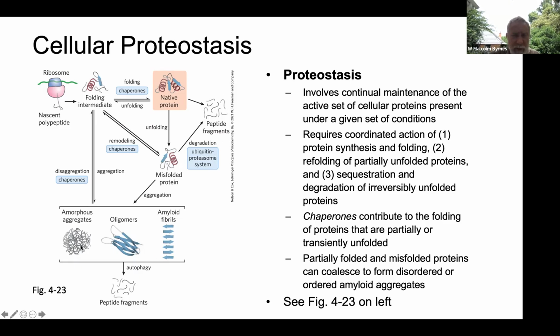When aggregates of misfolded proteins accumulate, a process known as autophagy, which is basically a cellular housekeeping function to destroy misfolded proteins and damaged or diseased organelles, will degrade these aggregates to form peptide fragments. So this whole picture together, with the folding, unfolding, refolding, aggregation and destruction, is known as cellular proteostasis. Chaperones contribute to the folding of proteins that are partially or transiently unfolded. And we're going to talk about chaperones in just a minute.